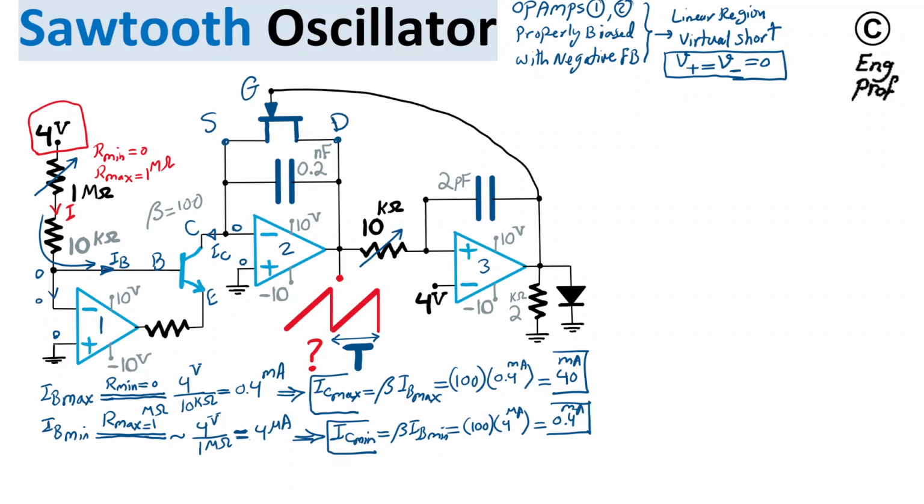What's the benefit of that? That IC can only go this way because it cannot go through or come out of the input terminal of op-amp number 2. So there is nothing that can go or come out of the input terminal.